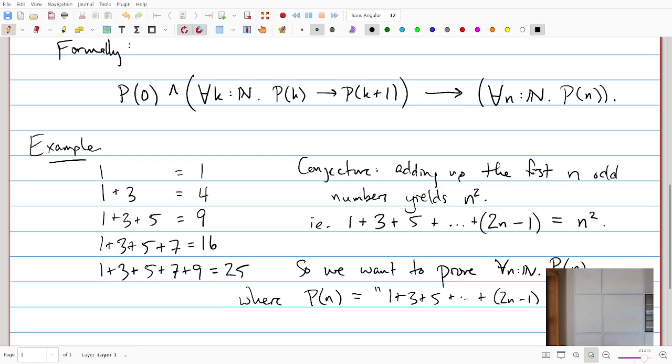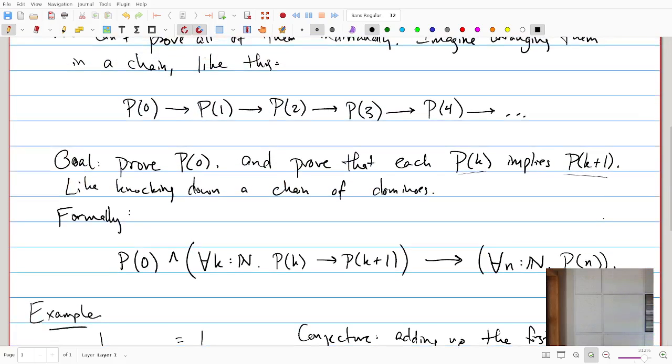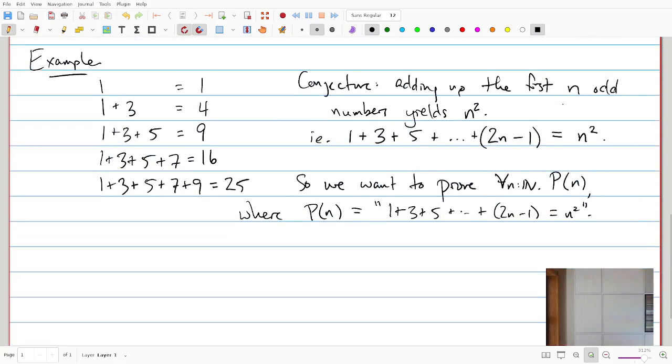We wouldn't have to explicitly define a proposition named P. We could just directly say, for all n, 1 plus 3 plus 5 and so on equals n squared. But I like doing this, and I strongly recommend that you do this, because it helps you look back and think about this abstractly in terms of whatever proposition P is, and then go back and ask, what is my specific P in this case? Oh, it's this statement. It helps to keep track of what you're doing when you give that proposition a name.